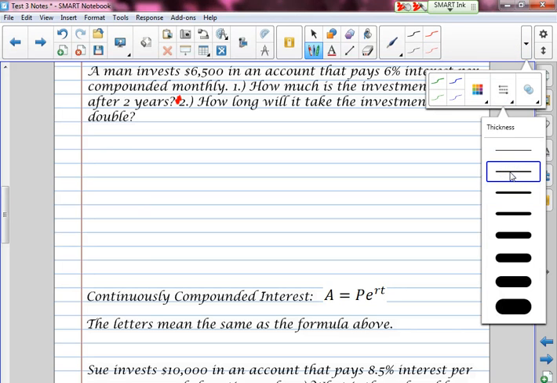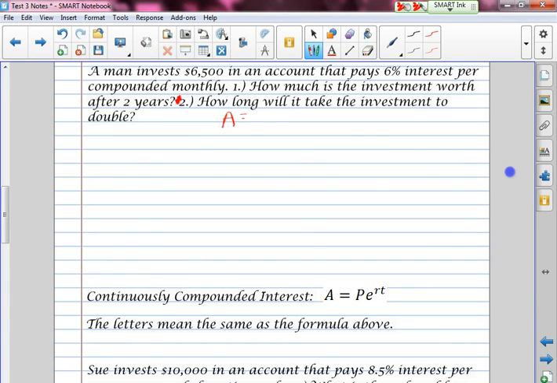All right, so it's still A equals P times 1 plus R over N to the NT power. And we need to write down what we know. How long will it take the investment to double? I still know that P is 6,500, R is 0.06, and it's compounded monthly. But now I know A. I want to know how long it takes for it to double.